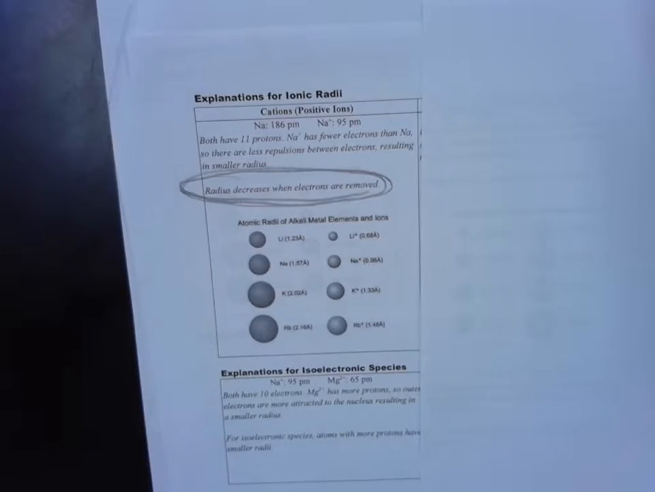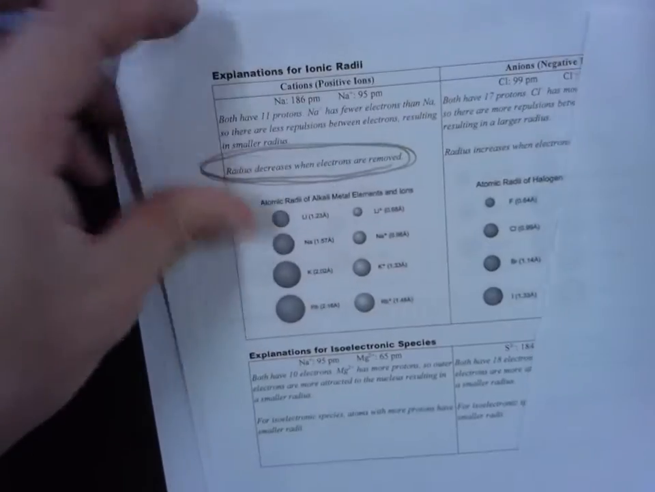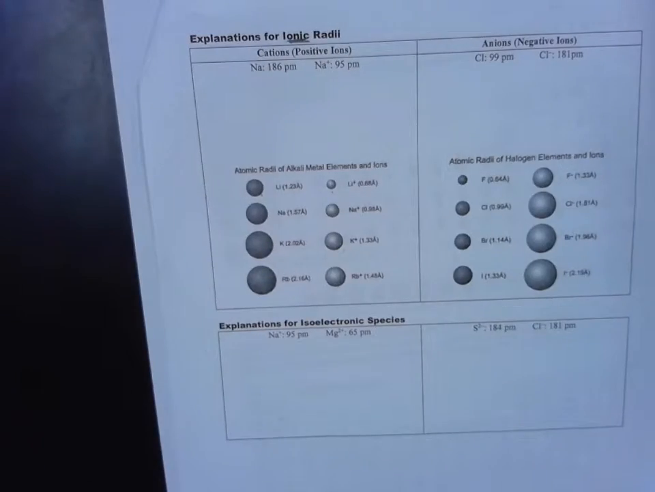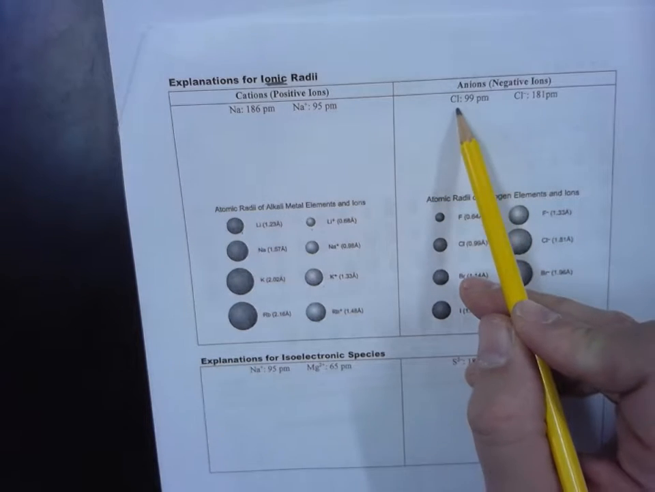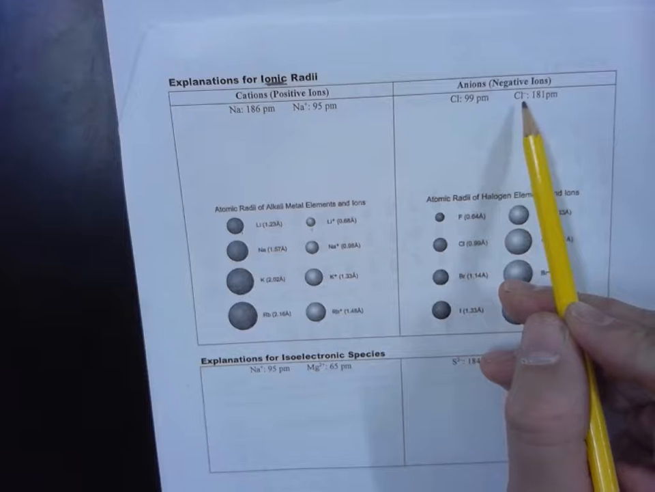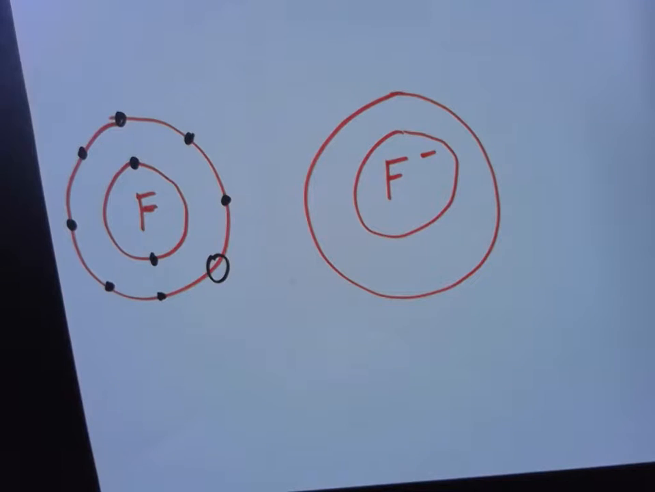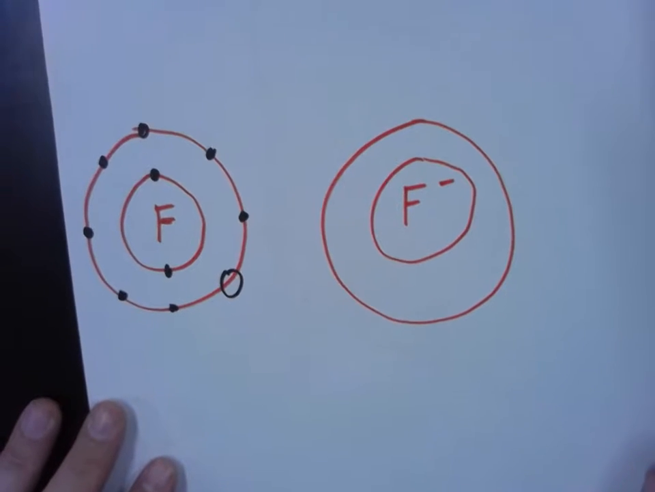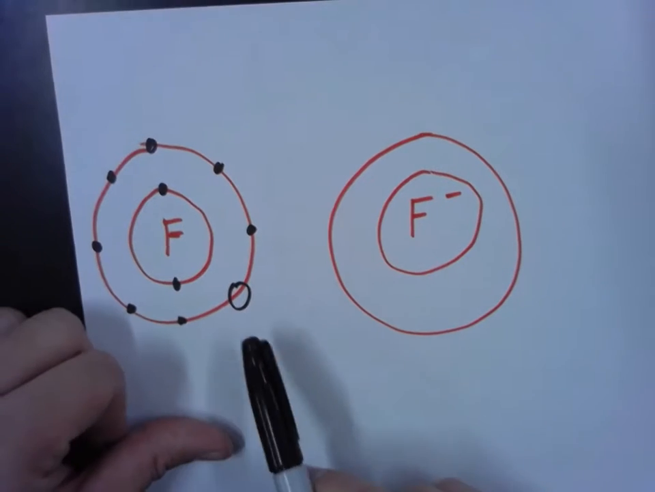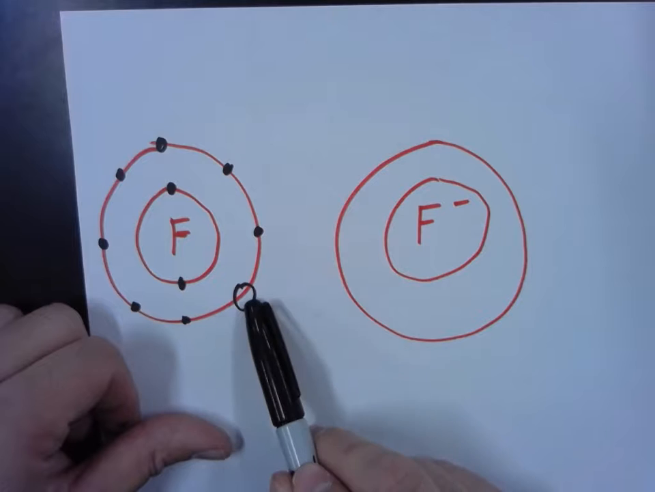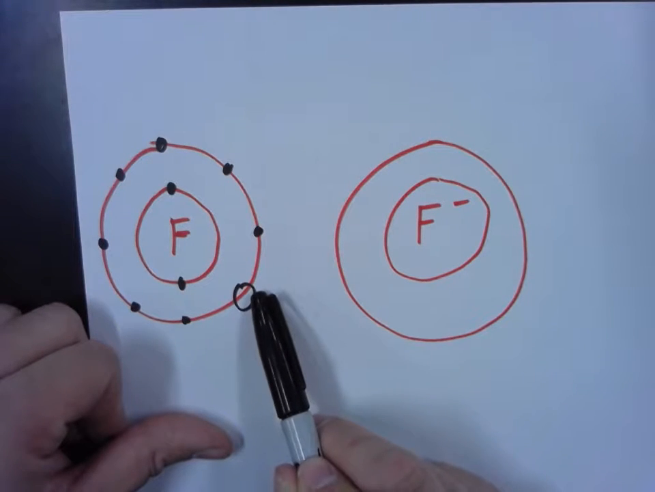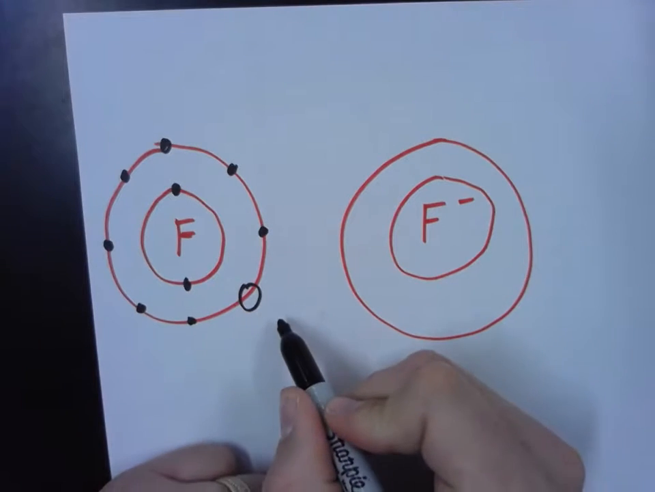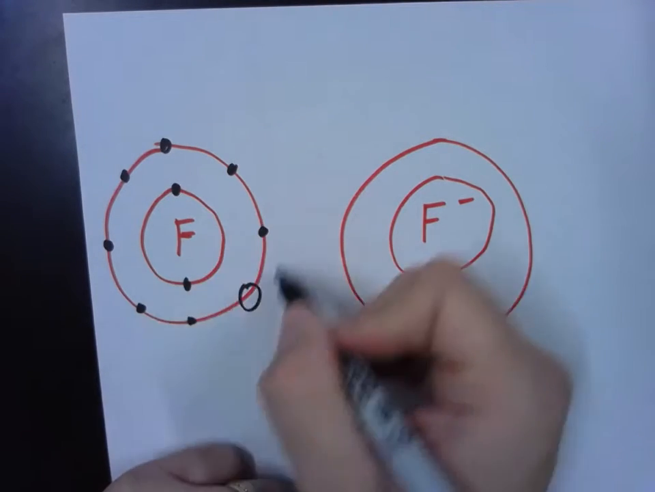And now let's look at the next one. The next one is the anions, which is a negative ion of chlorine versus Cl minus. In the notes it says Cl versus Cl minus, but I'm going to use F versus F minus because it's easier to draw. Here's F, fluorine. We've got that empty seat there. We need 1 more electron to make this complete. Well, what happens if I add another electron into this shell?